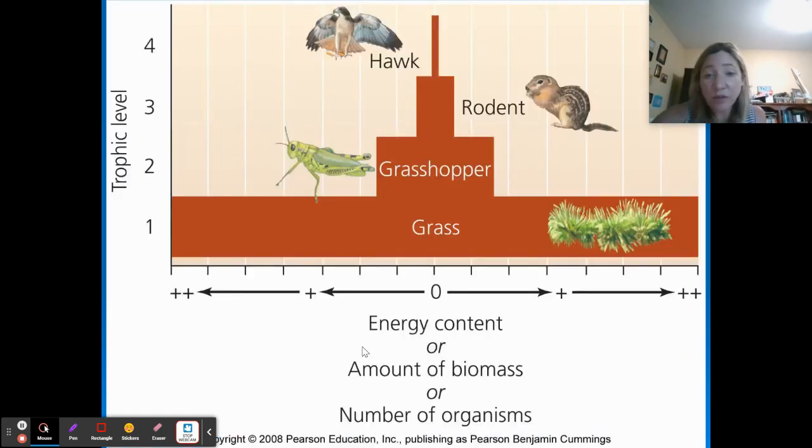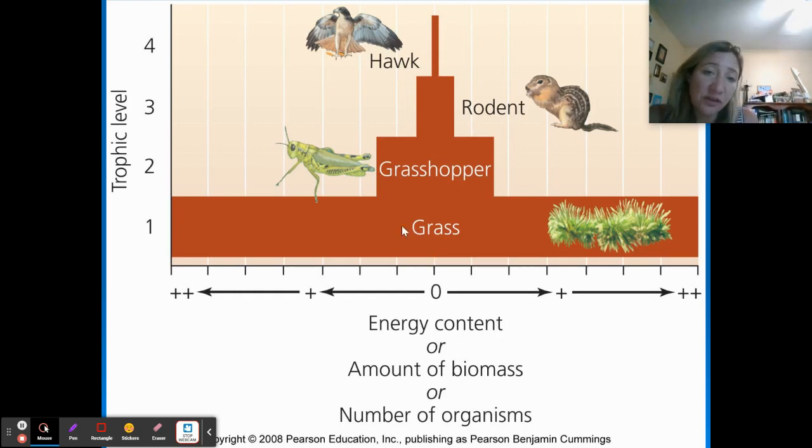That is different than what you see here. If you see a graph like this, there's lots of different things that can be labeled on the x-axis. It could be energy content or biomass or the number of organisms, anything like that. So pay attention to labels. That's going to be really important throughout the exam, as well as in class, just paying attention to labels or labeling things. And then the trophic levels.